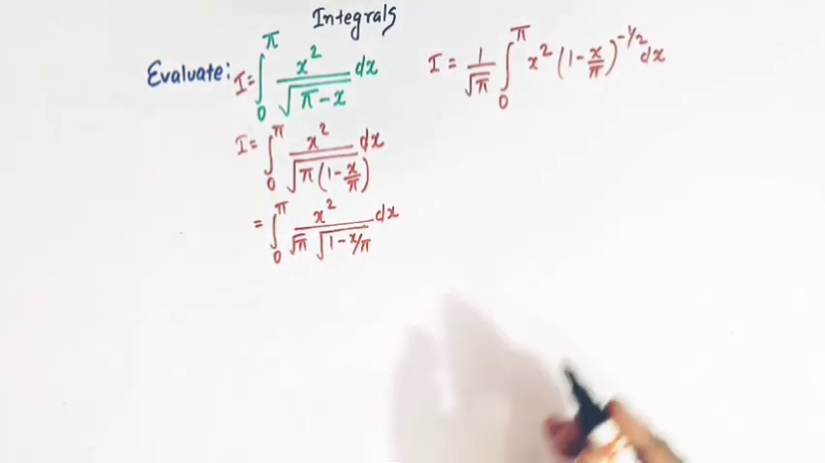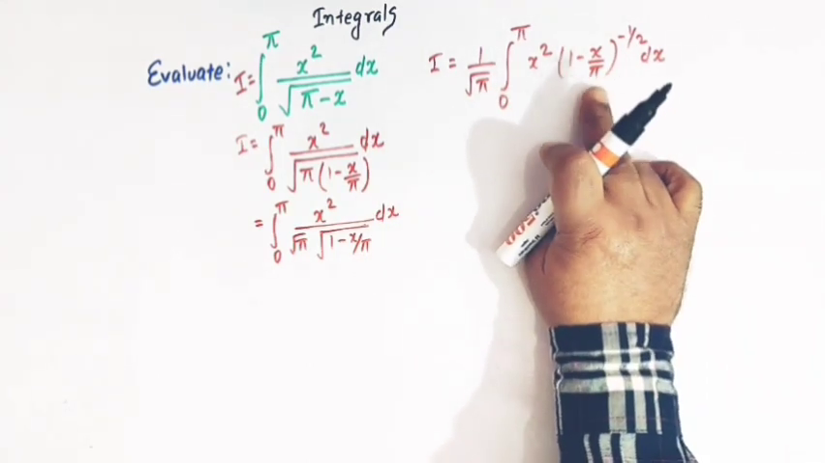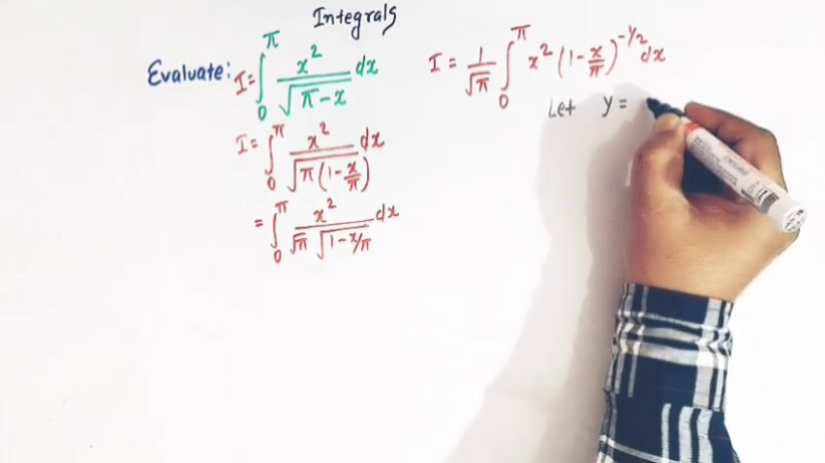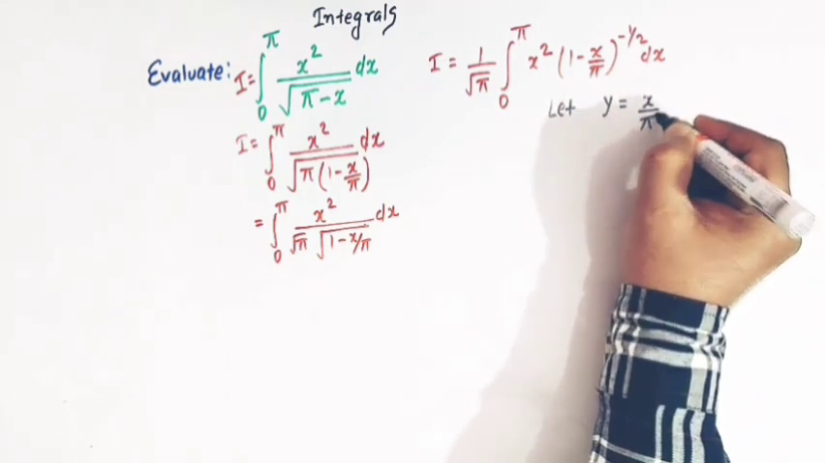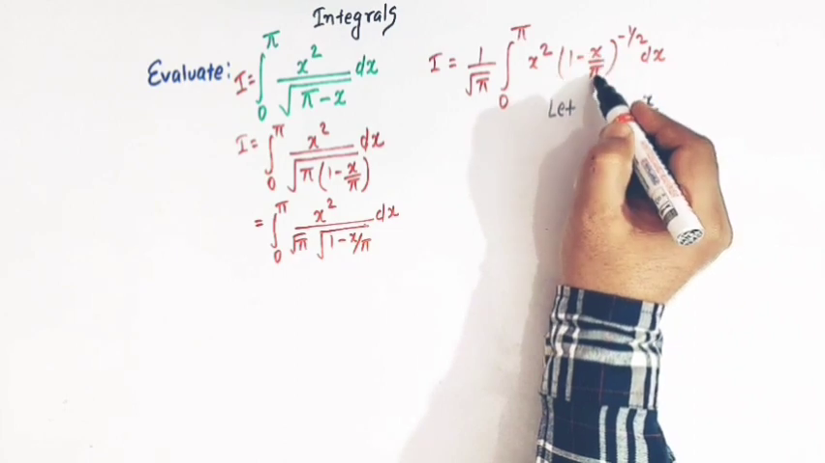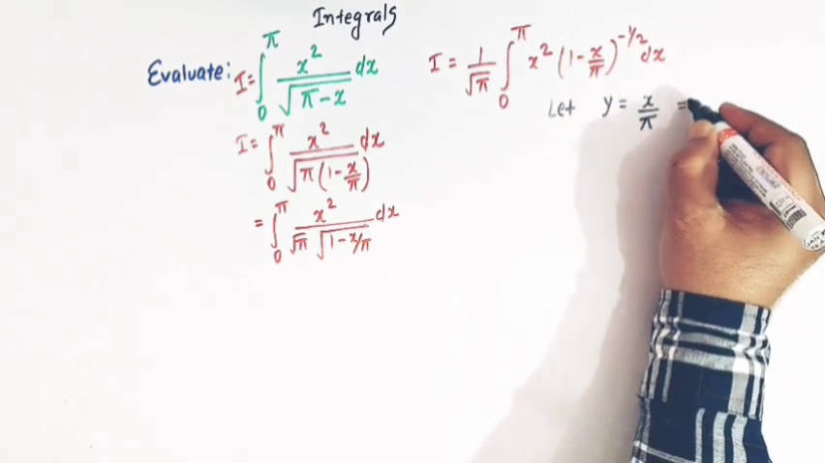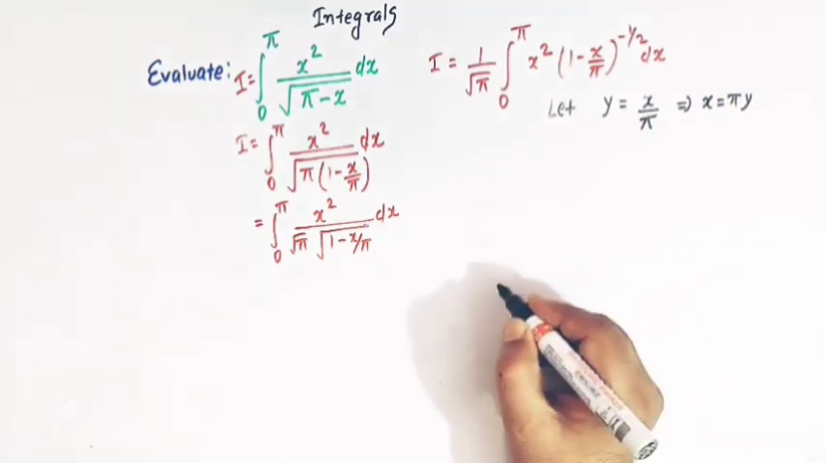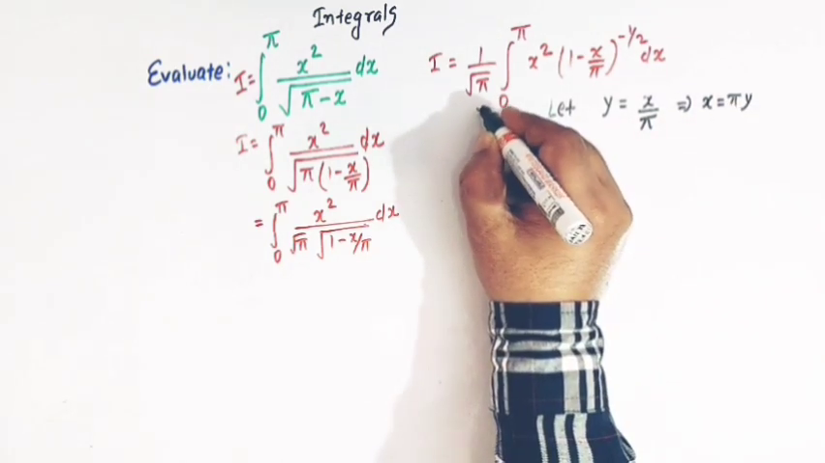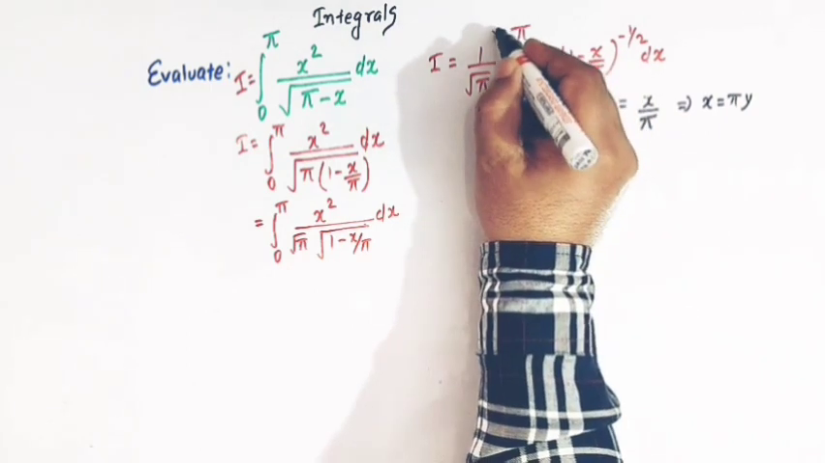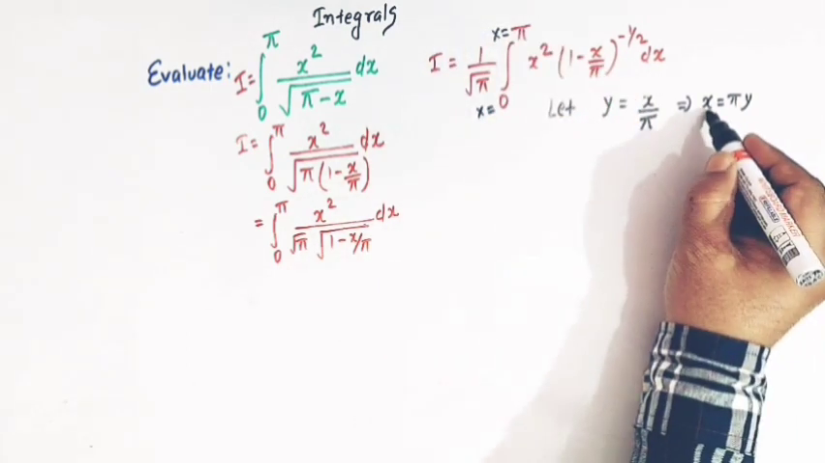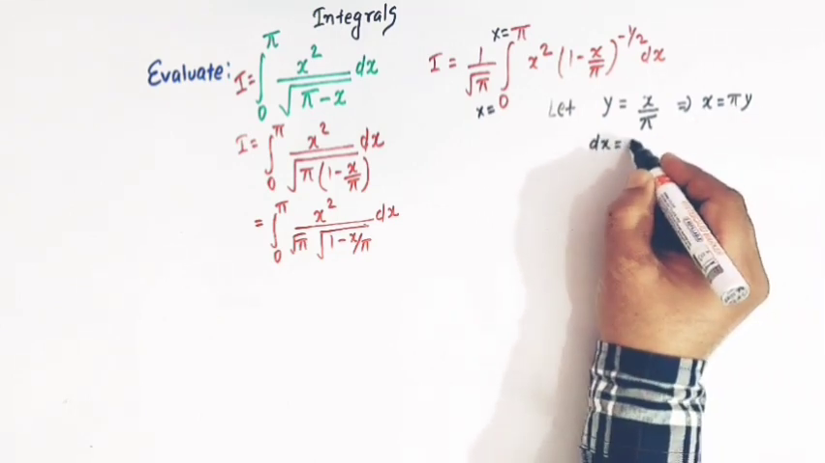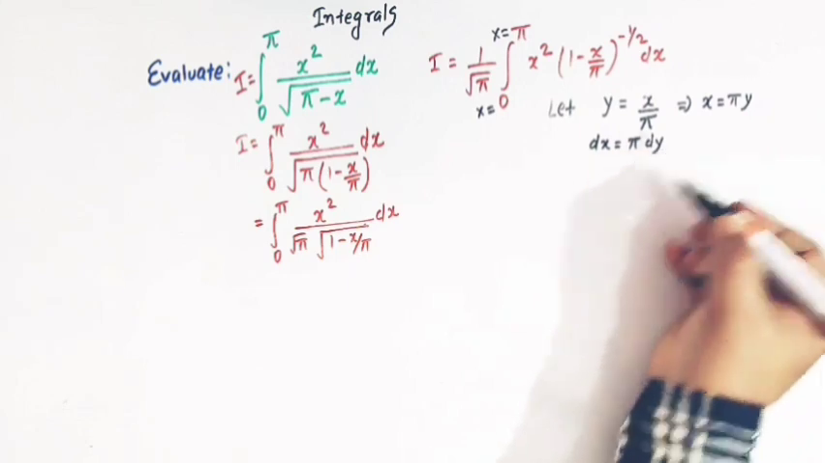So now let us make use of the substitution method, and let us take y is equal to x over pi, right? So we'll take x over pi as y. So this implies that x is equal to pi y, right? And here we see that the value of x varies from 0 to pi. So we have x is equal to pi y, so dx is equal to pi dy, right?